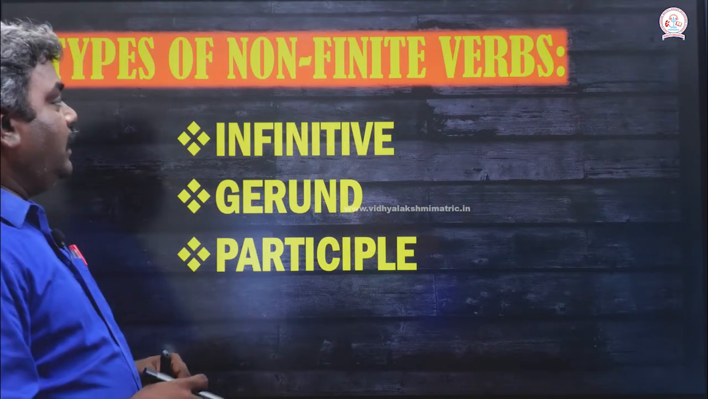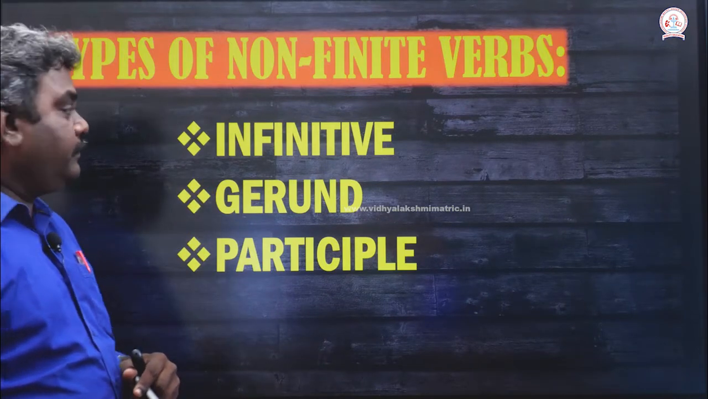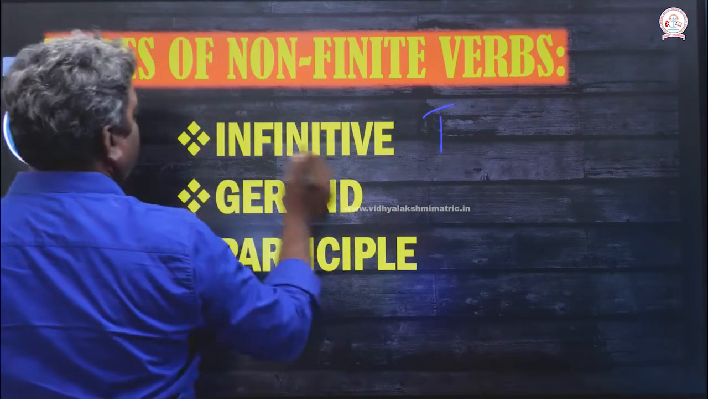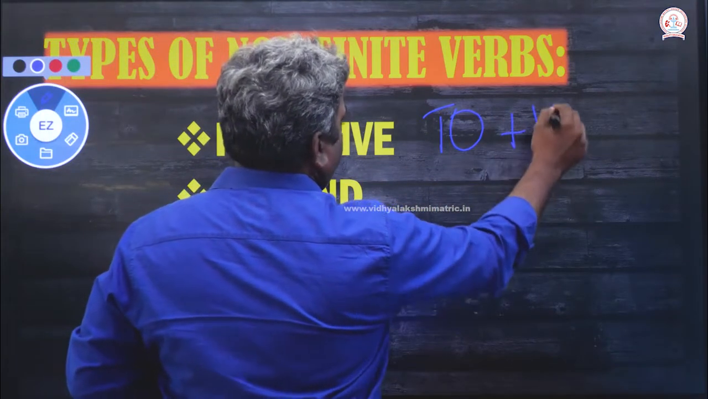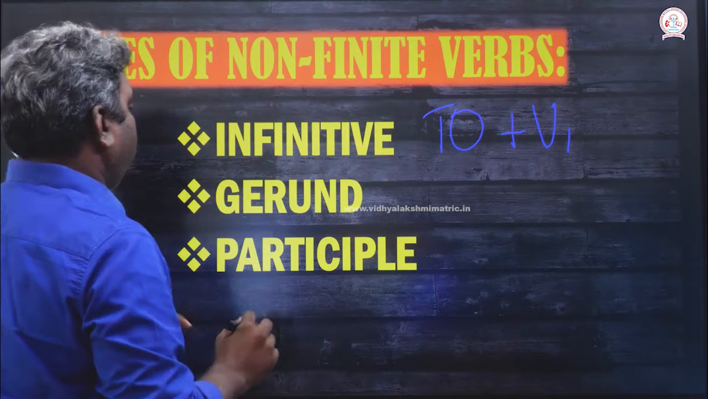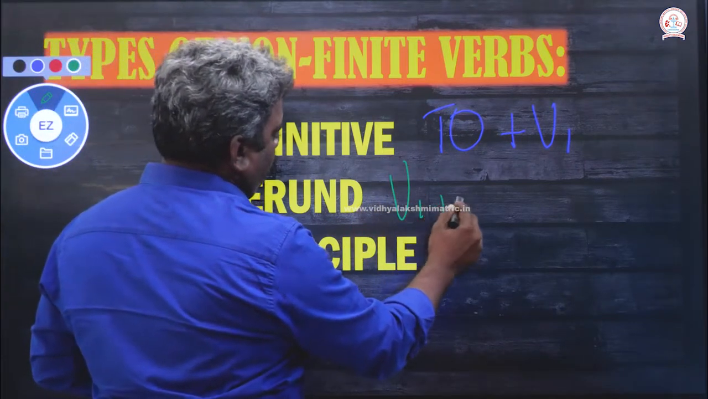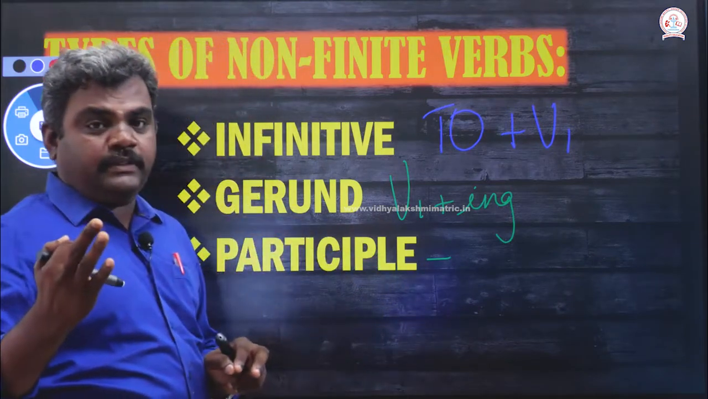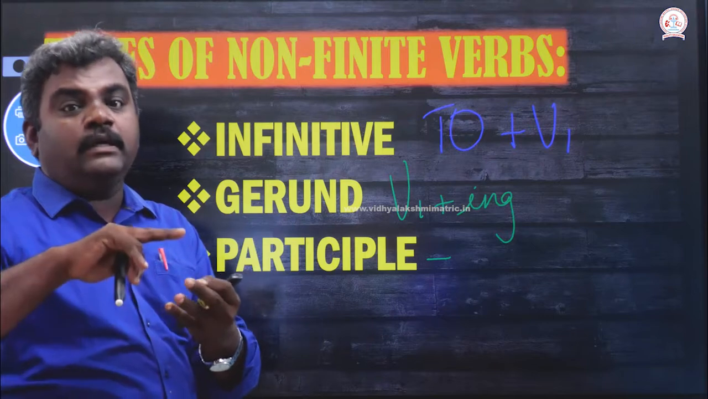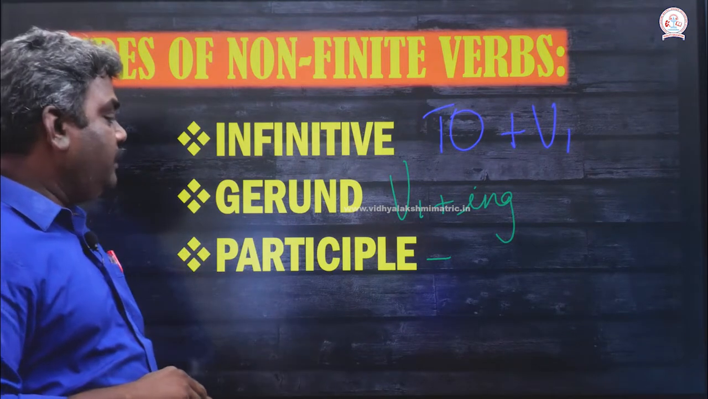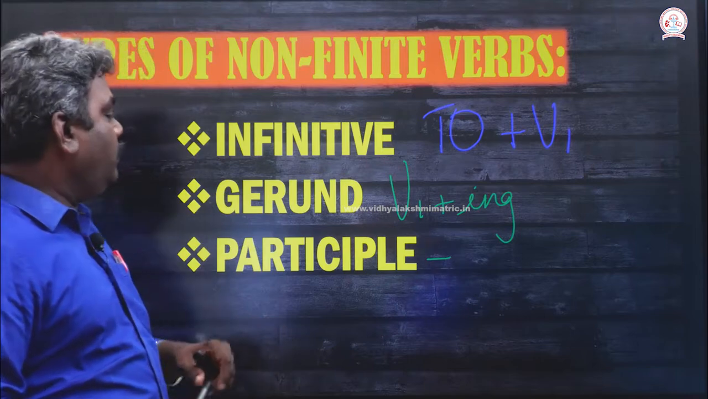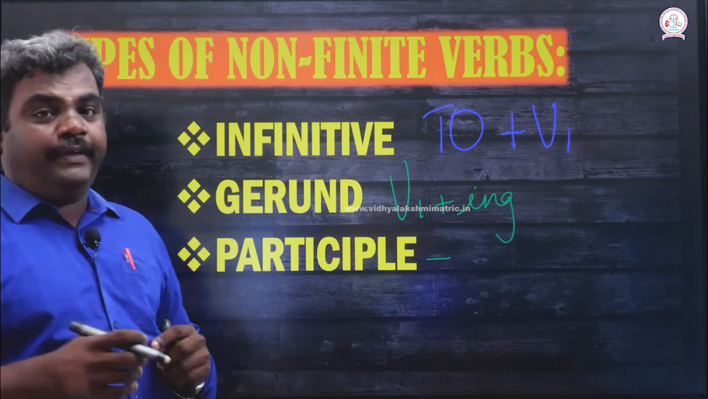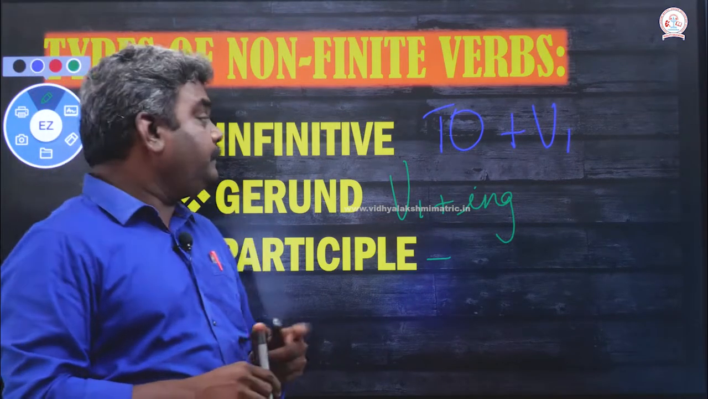Okay, we have 3 kinds of non-finite verbs. One is the infinitive, whose base form is to plus V1. Then the gerund. Then the participle, of which we have 3 kinds: present participle, past participle, perfect participle. I'll teach you in the forthcoming slides. Infinitive is to plus V1, gerund is V1 plus ing. It functions as a subject as well as an object. But for the participle we have 3 kinds. Okay, let me teach you now.